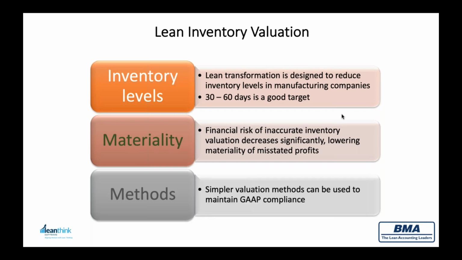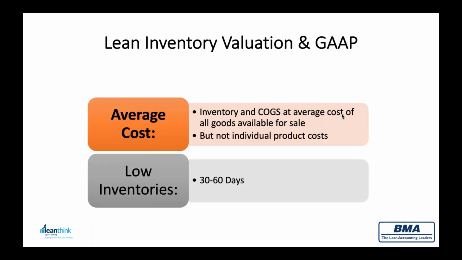So you can use simpler methods. In general, the way you comply with GAAP using simpler methods is you use the average cost methodology. So your inventory and your cost of goods sold is at the average cost of all the goods available for sale, but we're not going to look at it on a product by product basis. And when I did lean inventory valuation, our auditor said, this is what you're using. You're using average cost, and we will disclose it in the audit report as a change in accounting method in the year we adopted this. It was all quite simple and easy.